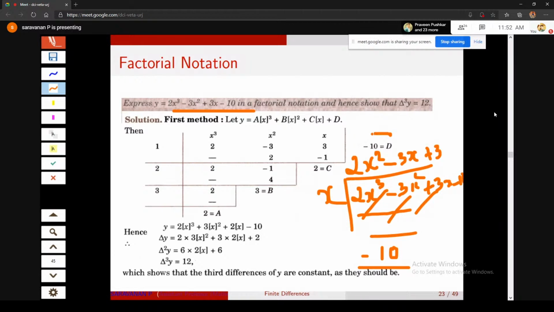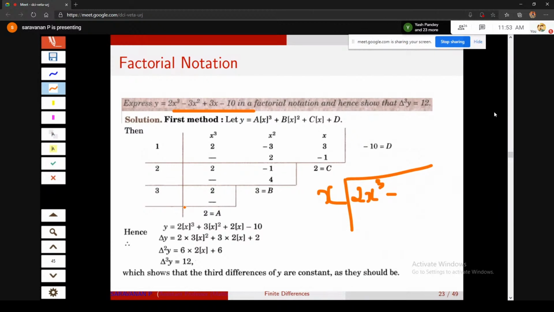The remainder is here. What is the quotient? 2x square minus 3x plus 3. So what are the coefficients? 2, minus 3 and 3. Now you take this quotient and divide by x minus 1. Then what will be the quotient and the remainder from this one? You will get the quotient as 2x minus 1 and the remainder as 2.